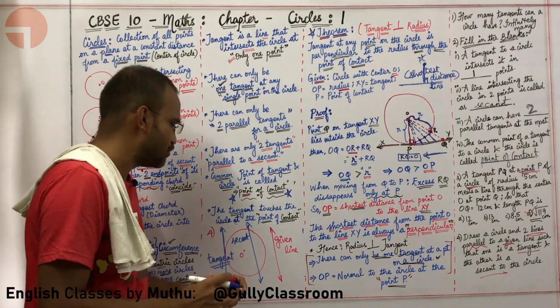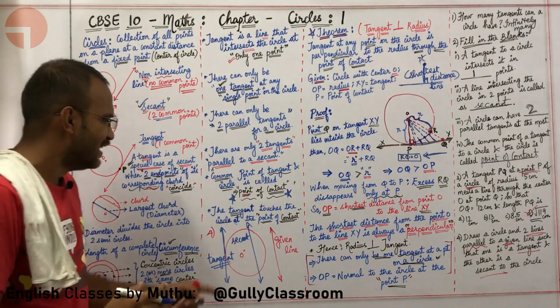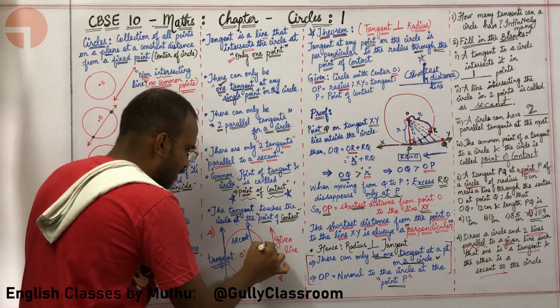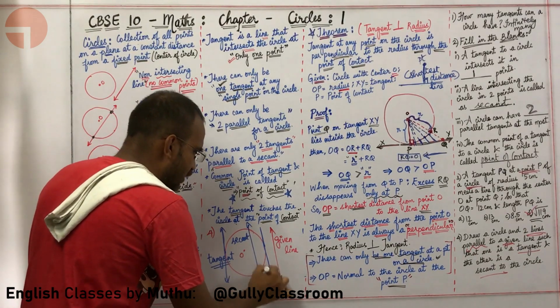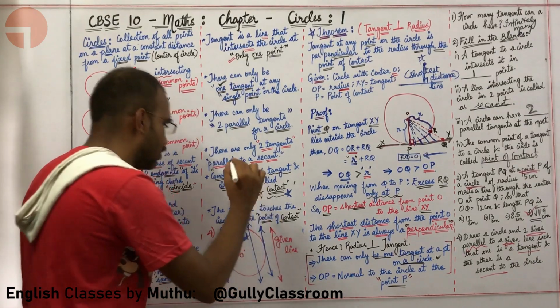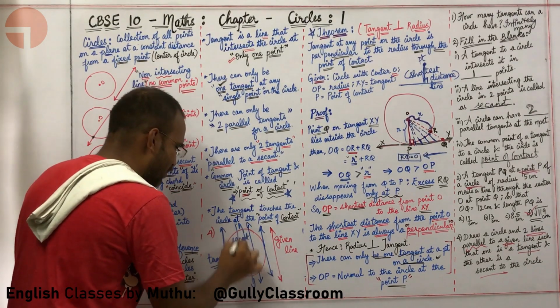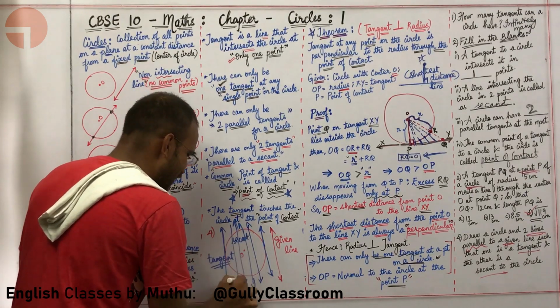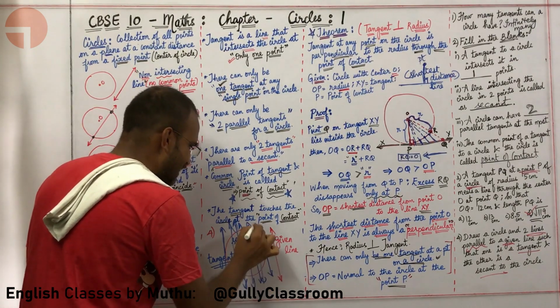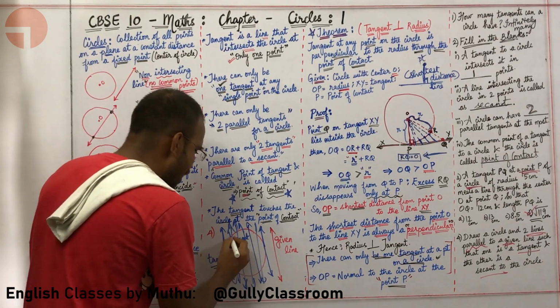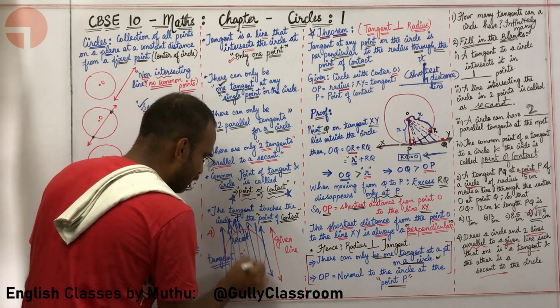They just want to test whether you are getting an idea of how many tangents you can draw to a given line. To a given line, you can draw two parallel tangents. But what about secants? You can draw an infinite number of secants that are parallel to a given line, because all these secants cut the circle at two different points.